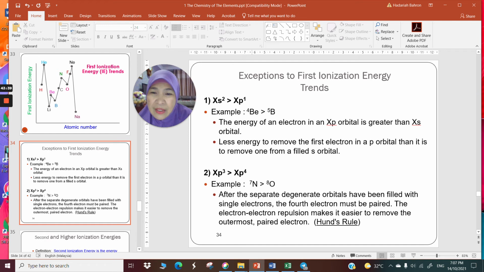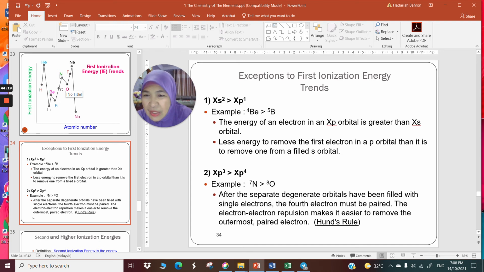Removing an electron from beryllium is always more difficult than removing one from boron, because the energy of an electron in the p orbital is greater than in the s orbital, because the p orbitals are slightly outside compared to the s orbital. Less energy is needed to remove the first electron in a p orbital than to remove it from the s orbital. And the second exception is that p3 is always higher than your p4.